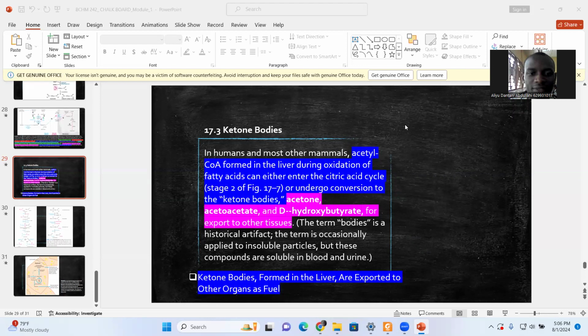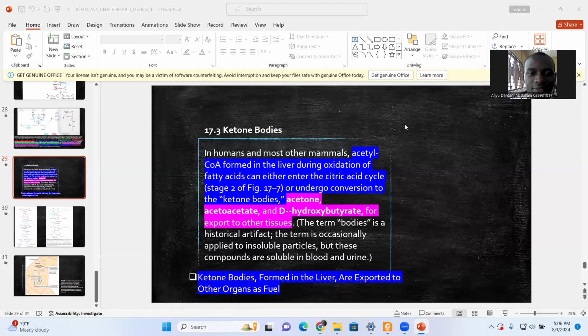All right. So acetyl-CoA can either enter the citric acid cycle, or the TCA cycle, or undergo conversion to ketone bodies. Ketone bodies include acetone, acetoacetate, or D-beta-hydroxybutyrate, for export to other tissues. The term bodies is a historical artifact. The term is occasionally applied to insoluble particles, but these compounds are soluble in blood and urine.